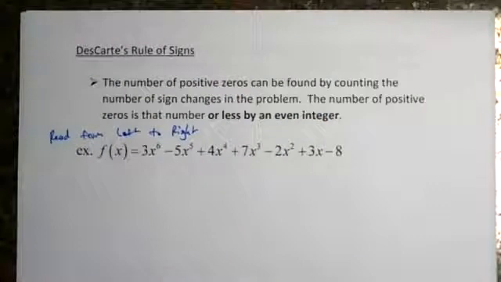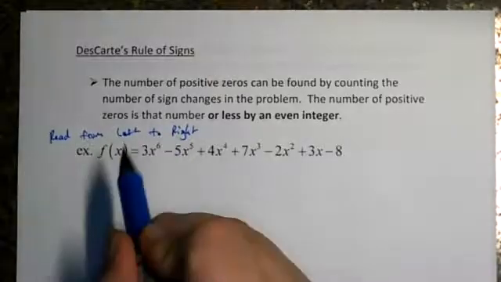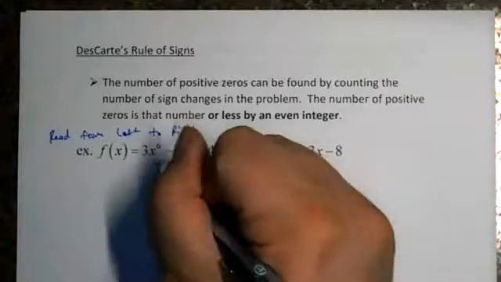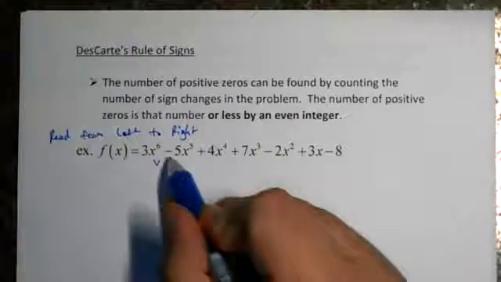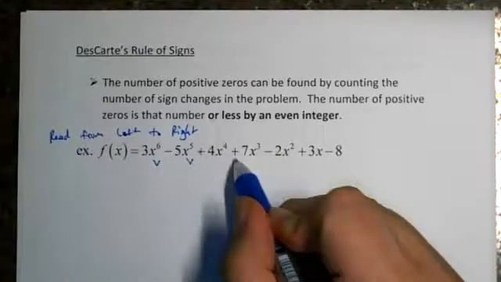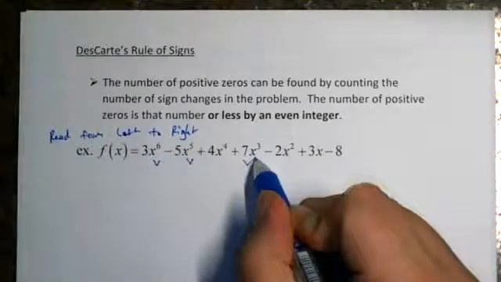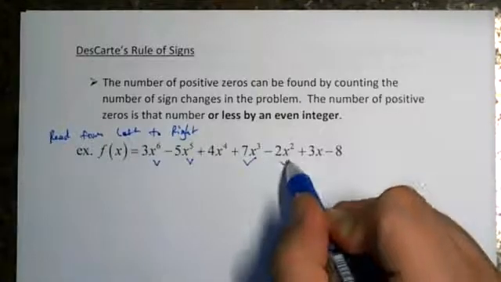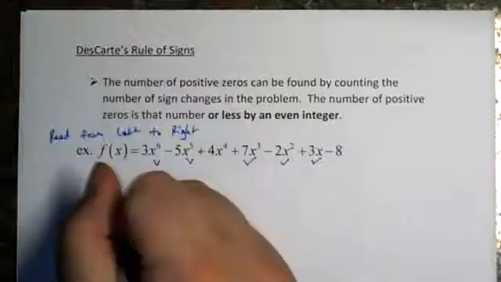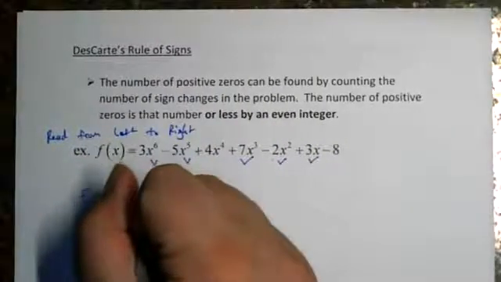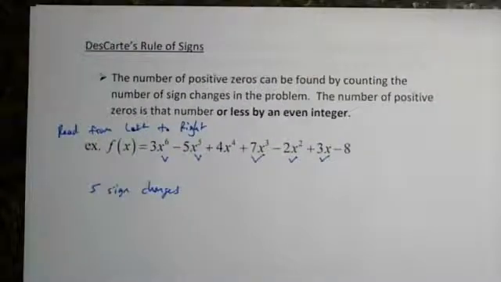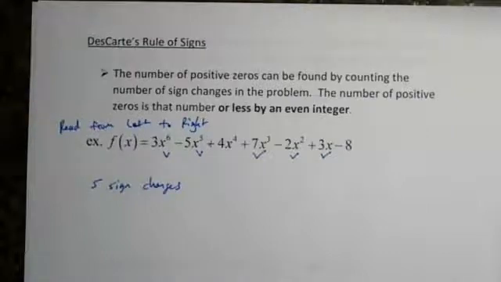Count the number of sign changes in the problem. So this is positive, right? Now it goes to negative. So there's one sign change right there. Positive to negative. Negative to positive, 2. Positive to positive. Positive to negative, 3 sign changes. Negative to positive, 4 sign changes. Positive to negative, 5 sign changes. So you should have noticed that there were 5 sign changes as I read the signs from left to right.